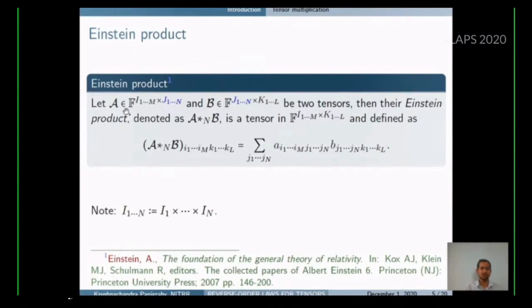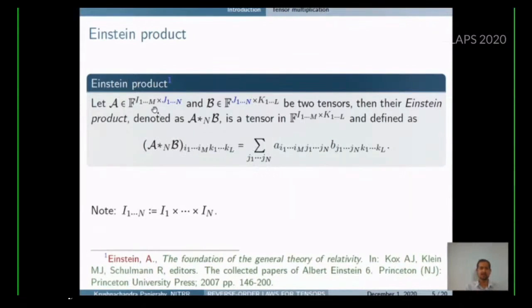The Einstein product is defined for two tensors A and B. If the last n dimensions of tensor A coincide with the first n dimensions of tensor B, then we define A star B. And the entries of this A star B are defined in this way.